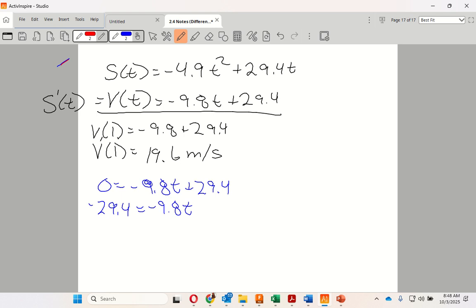So, all right, and then divide both sides by negative 9.8. All right, handy dandy calculator for me, please. So t equals 3.